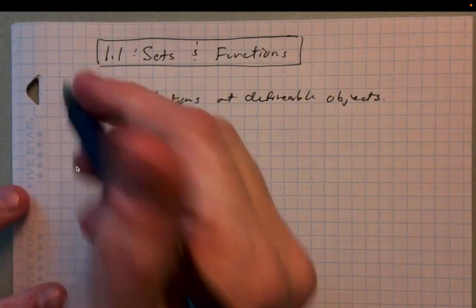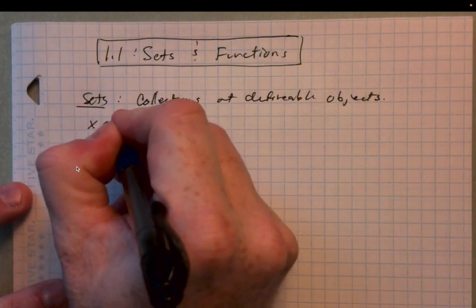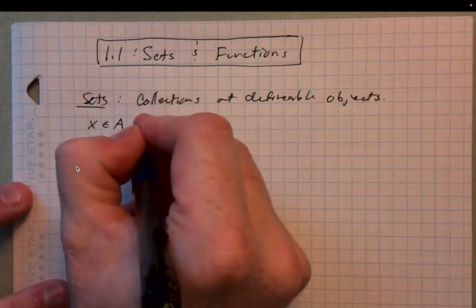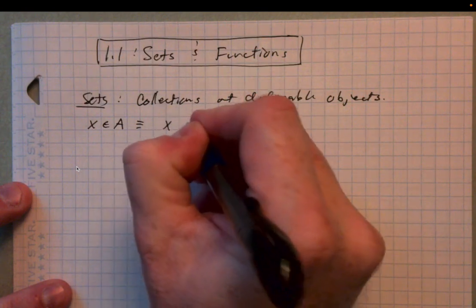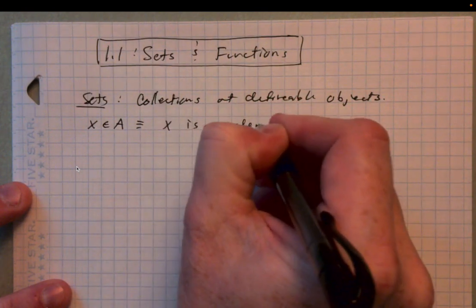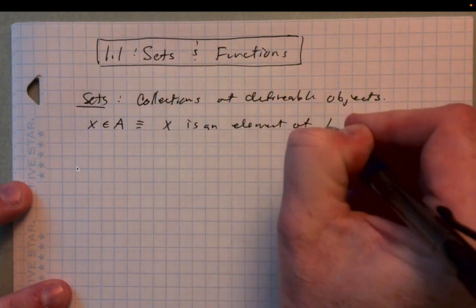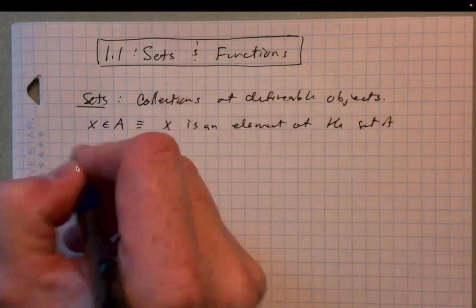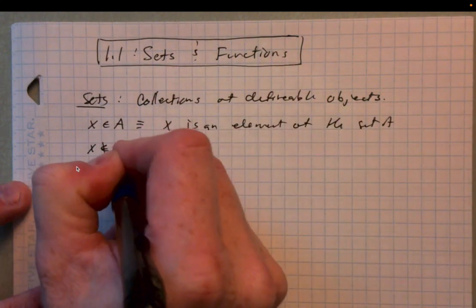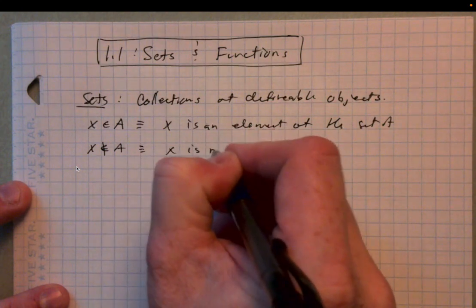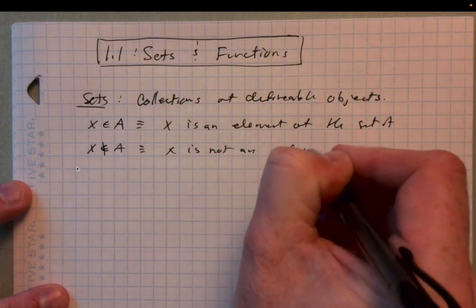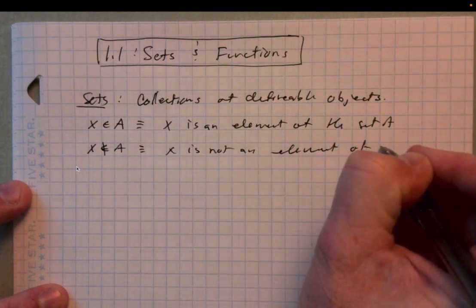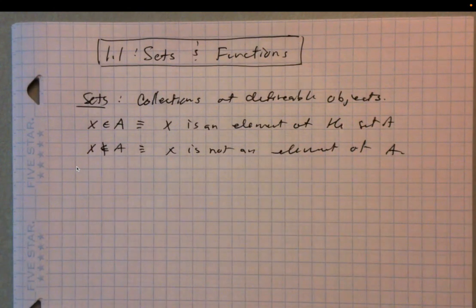There's some notation here. When we write something like x ∈ A, that means x is an element of the set A. And if we write x ∉ A, that means x is not an element of A. Basic set membership is something I'm sure you'll have seen, but we're making sure that everybody's on the same page here.